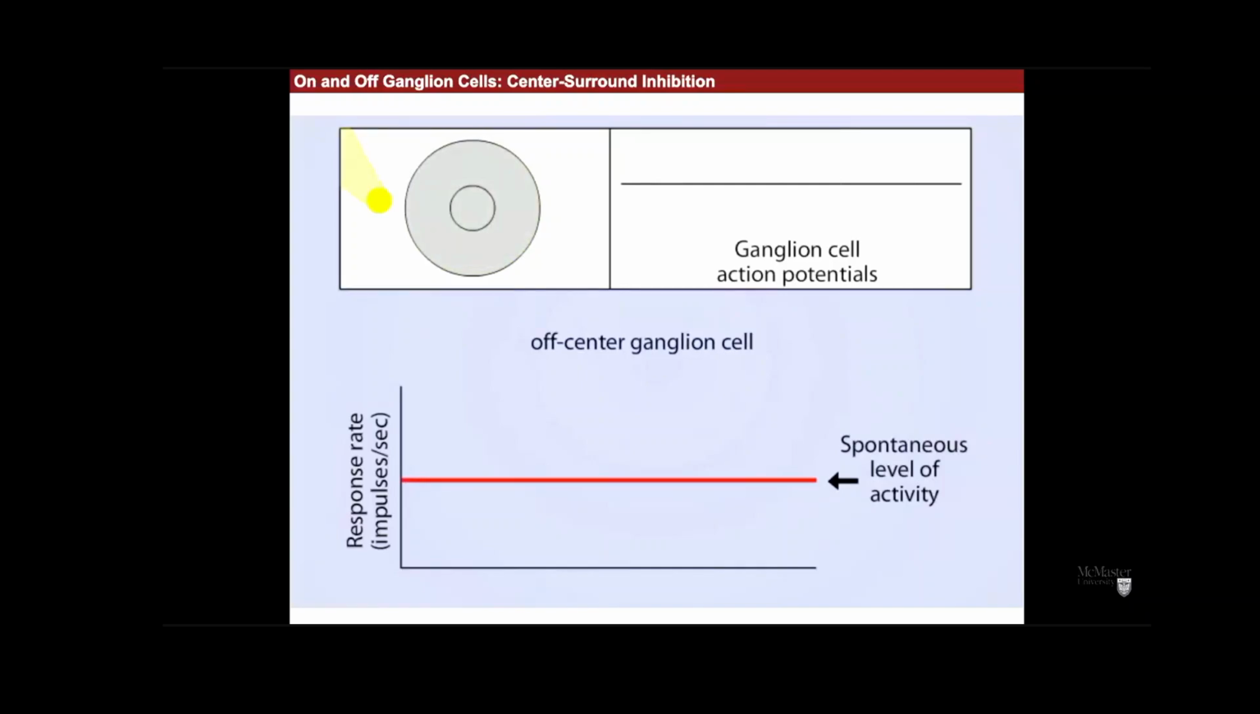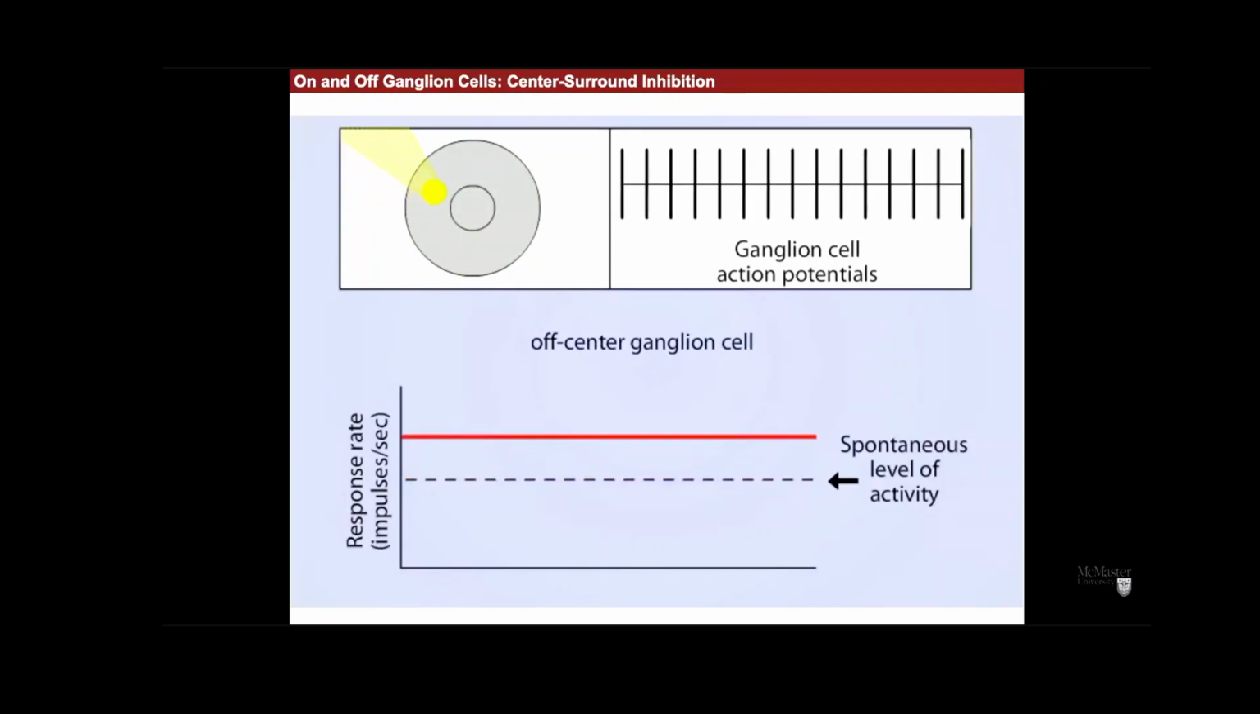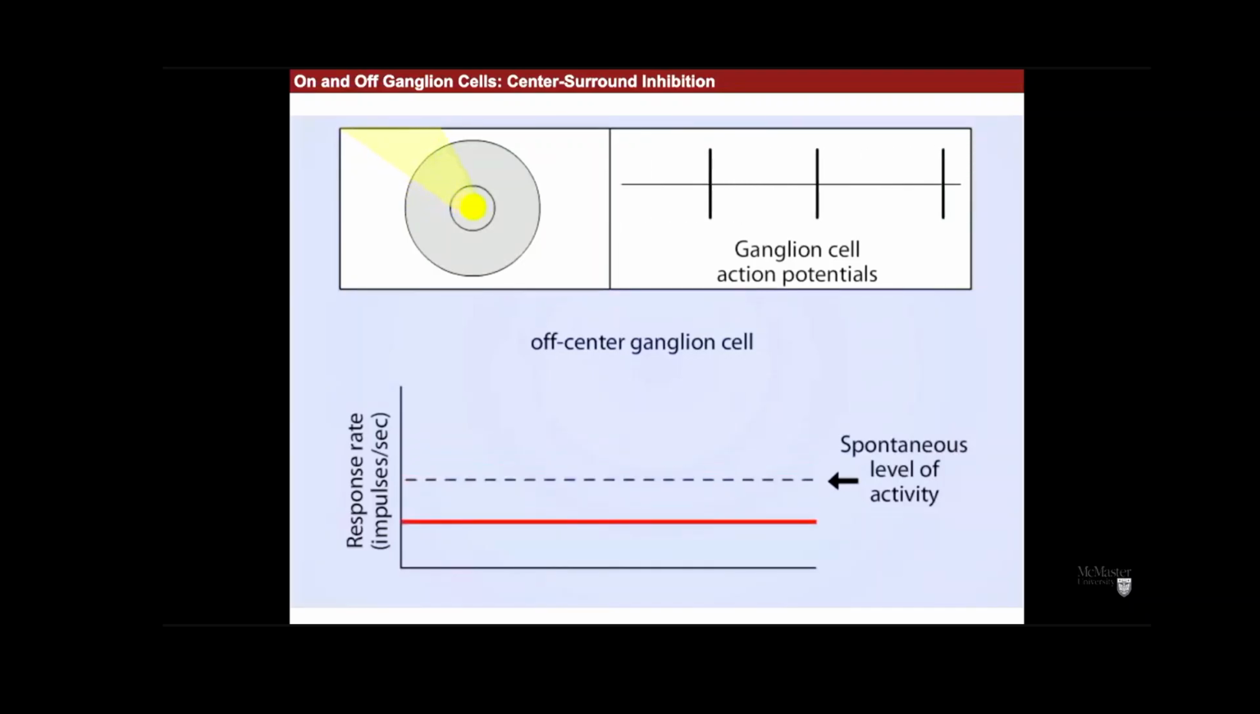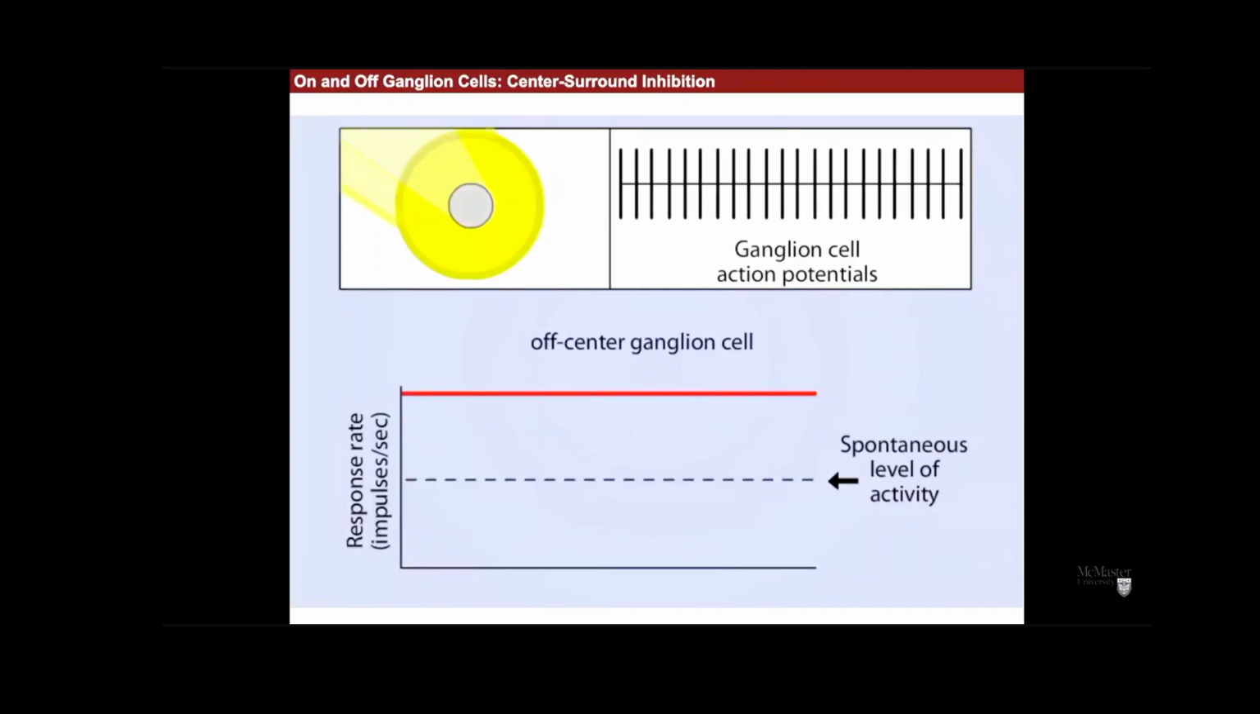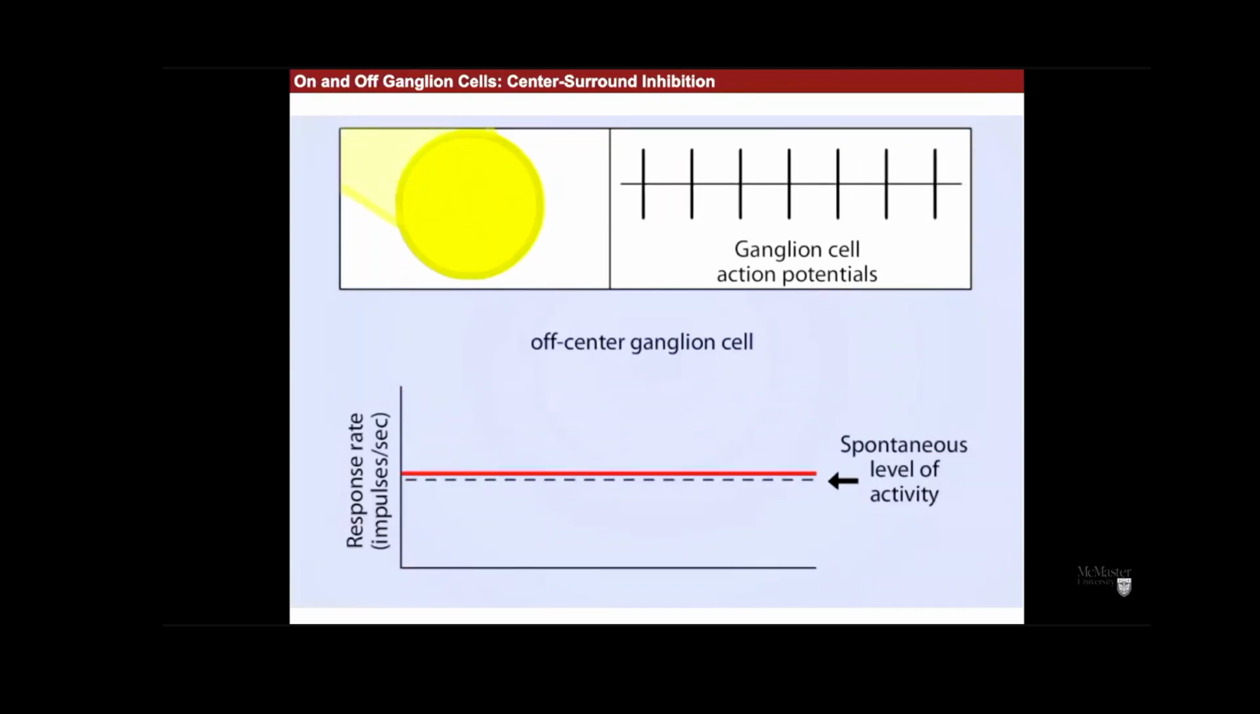Now let's look at the response of an off-center ganglion cell. Notice that when the light enters the surround region of this off-center ganglion cell, the level of activity recorded in the cell increases. Conversely, a spot of light in the center of the receptive field decreases the firing rate. If we illuminate the entire center of an off-center ganglion cell, the cell is maximally inhibited. A maximal response is achieved when the entire surround of the receptive field is illuminated. As with the on-center ganglion cell, if we illuminate both the center and surround region, the response changes very little from baseline.